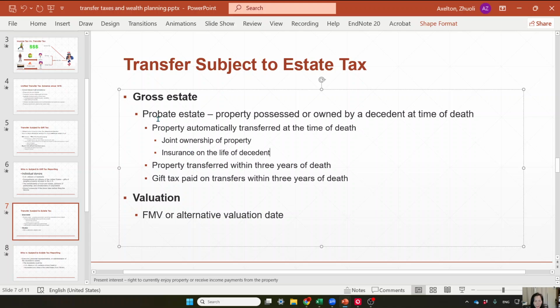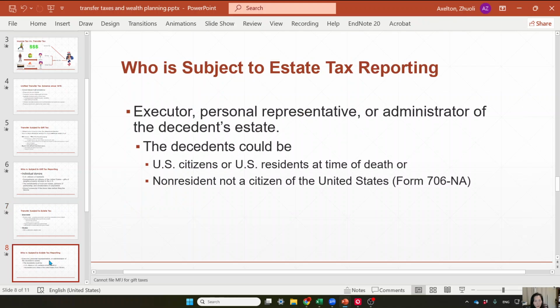So as you can see here, there's a lot of legal terms involved in the estate tax calculation. Therefore, the gift tax and estate tax are normally a niche, special area of practice. A lot of times it's very much linked to estate tax planning. Okay, who is subject to the estate tax reporting?